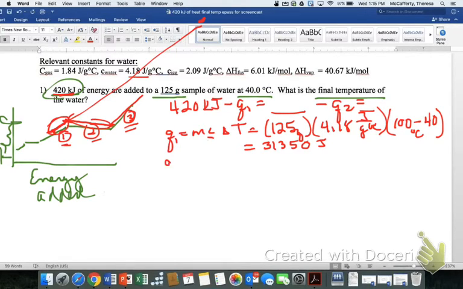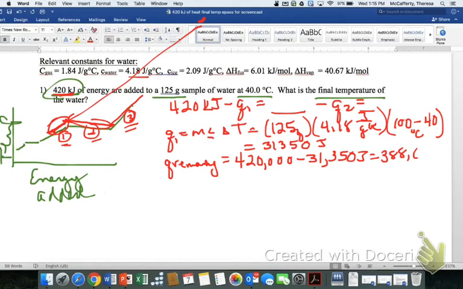So my Q remaining is going to be, I'm going to just convert that to joules, 420,000 minus 31,350 joules. So remaining I have 388,650 joules. All right, so that's probably enough to boil it.